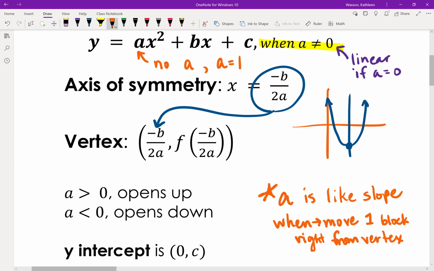Anytime A is positive, bigger than 0, then your graph will open up. And if A is negative, less than 0, your graph will open down.